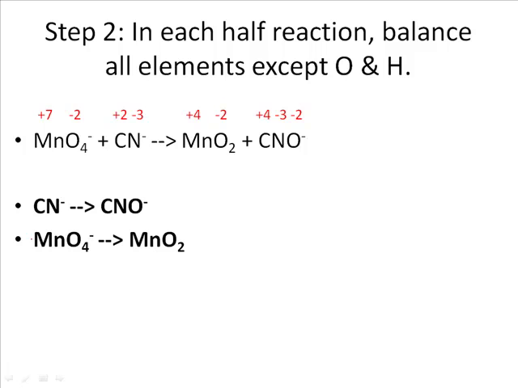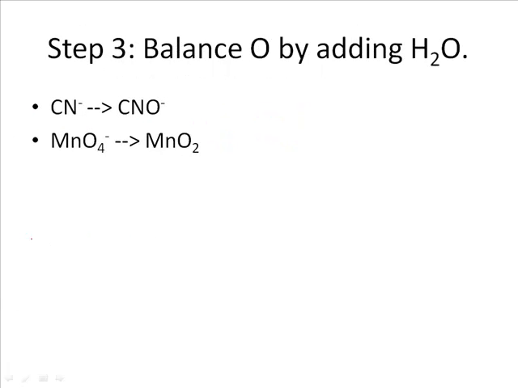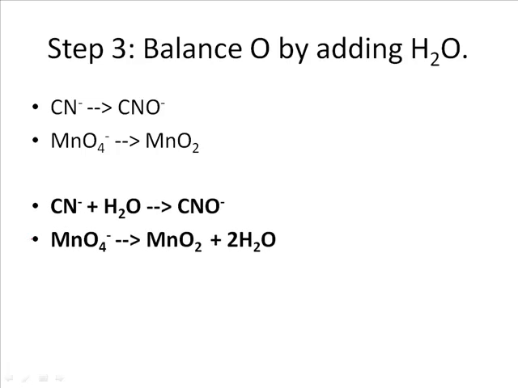Okay, now I'm going to go ahead and balance O's and H's by adding waters and hydrogens. Okay, so step 3, we're going to balance the waters. Balance the O's by adding waters. So since I only have one O on this side, I'm going to add one water on this side. Since I have 4 O's on this side and 2 on this side, I'm going to equate the number of O's by adding just 2 waters.